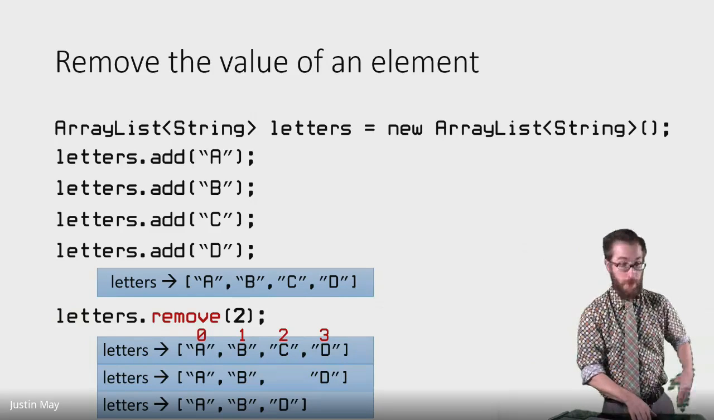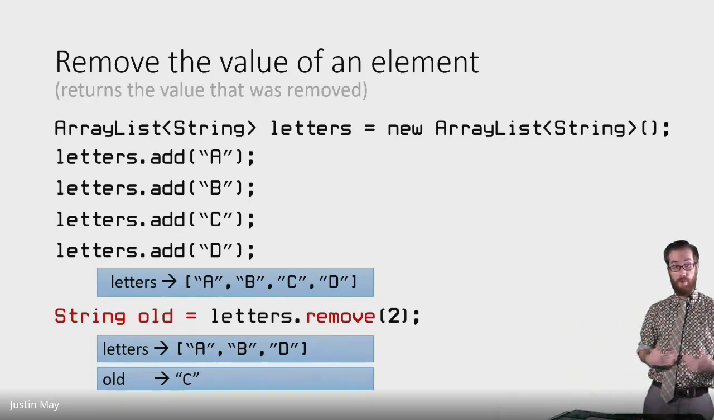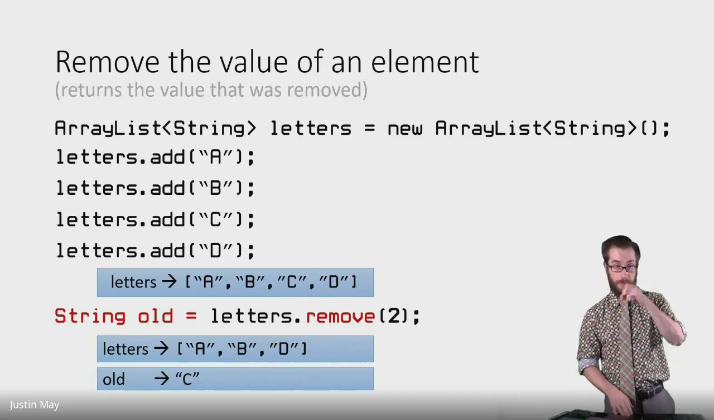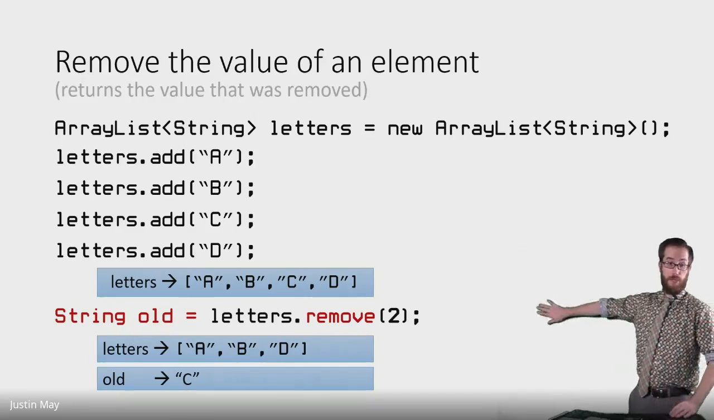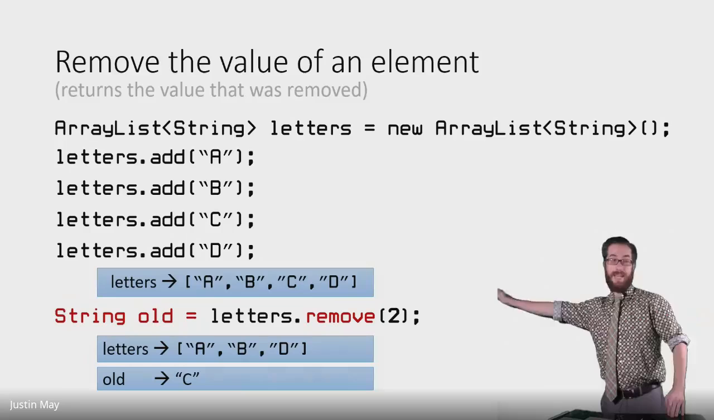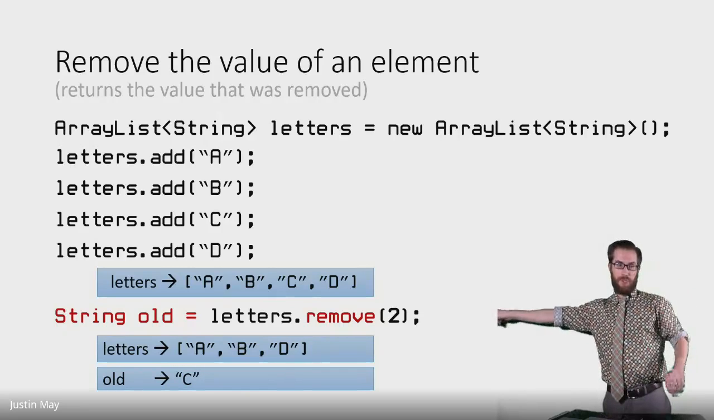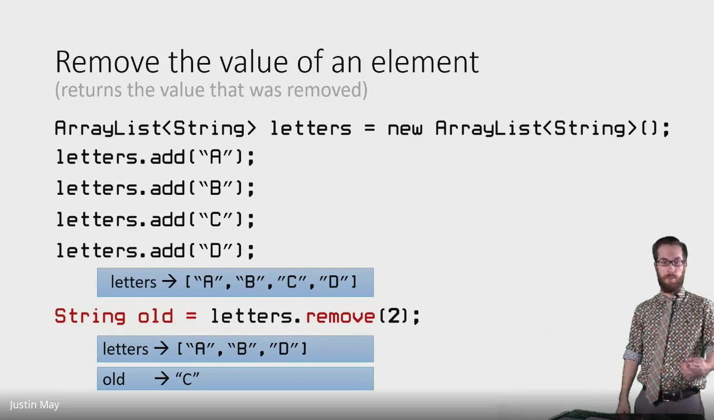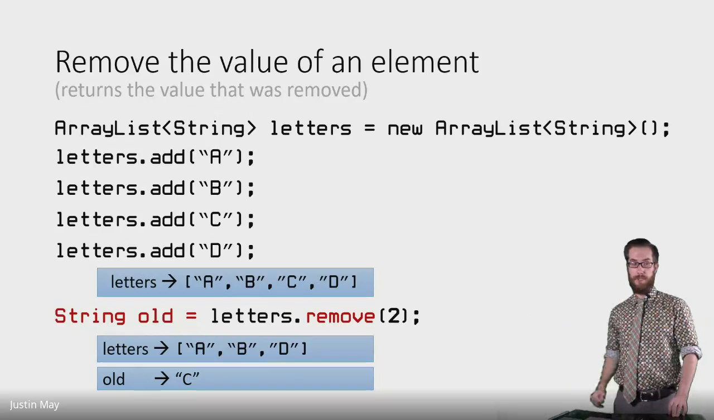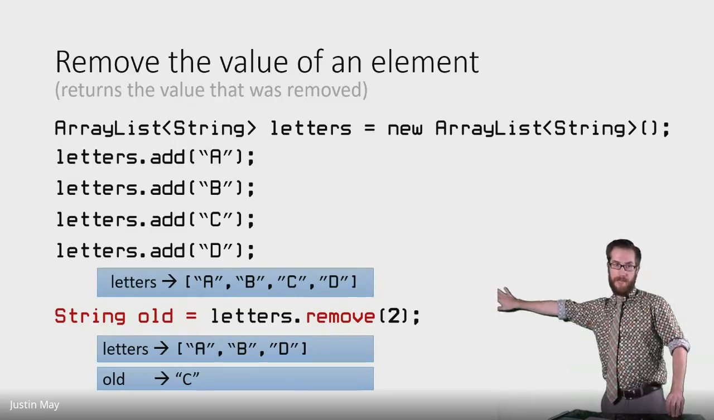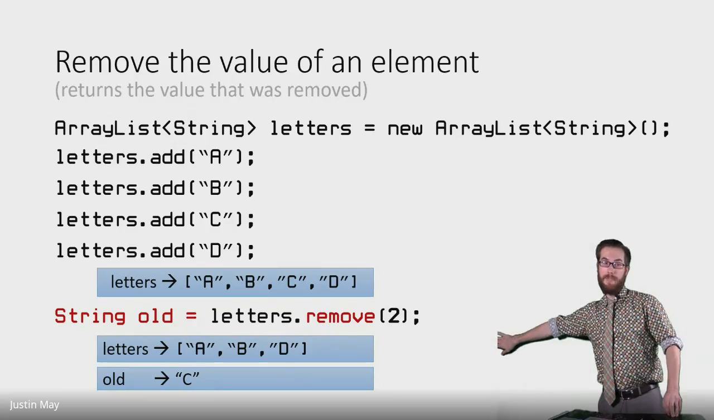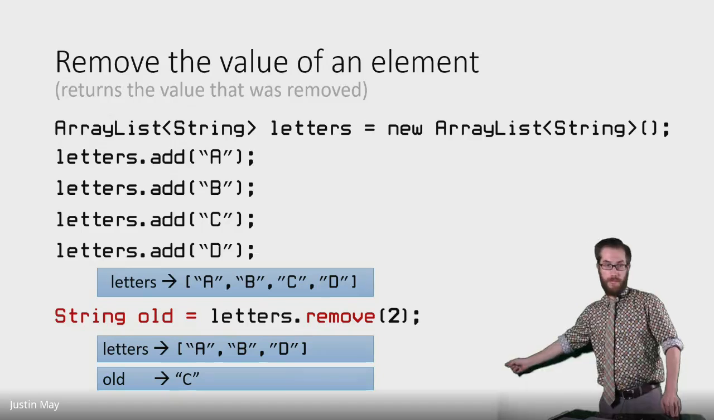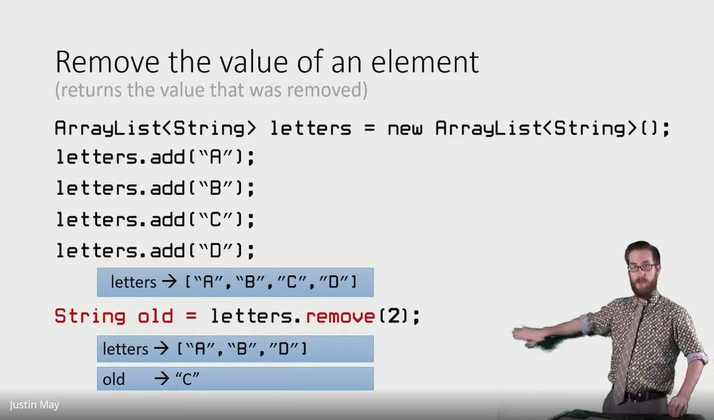And another neat thing about remove is it will return the value that was removed. So if you want to, you can call remove and assign it to a variable. And what will get stored in that variable is the value that was removed, the value that used to be index 2. So if we remove C at index 2, the list becomes ABD, and this variable old has the value C because that's the value that got removed.